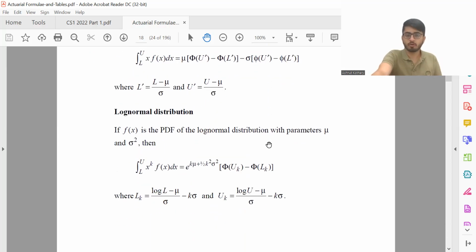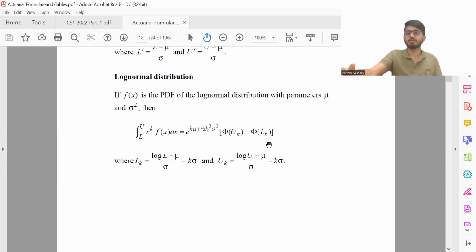Similarly, we have it for log normal, which is extensively applied whether we are studying in CS2 or CM2. Integral L to U x to the power k f(x) dx, a more general form. For normal, we had it only for integral x f(x) dx. Here we have it for x to the power k f(x) dx, which is e to the power k mu plus half k squared sigma squared times phi(uk) minus phi(lk), and they have given the definition of lk and uk as well. So using this, what do I mean by truncated moment?